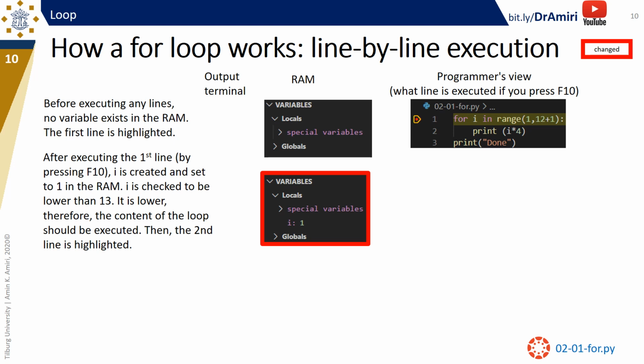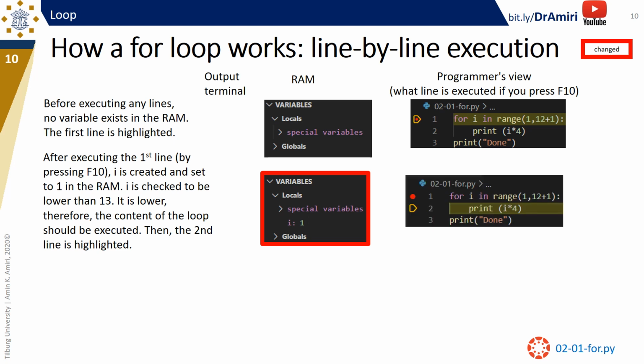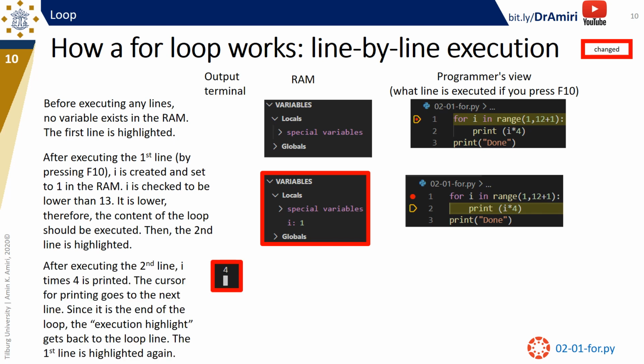After that, the second line is highlighted. That means it's going to be the line that will be executed if you press F10. After pressing F10, the second line is executed. That means 4 is printed in the output terminal.